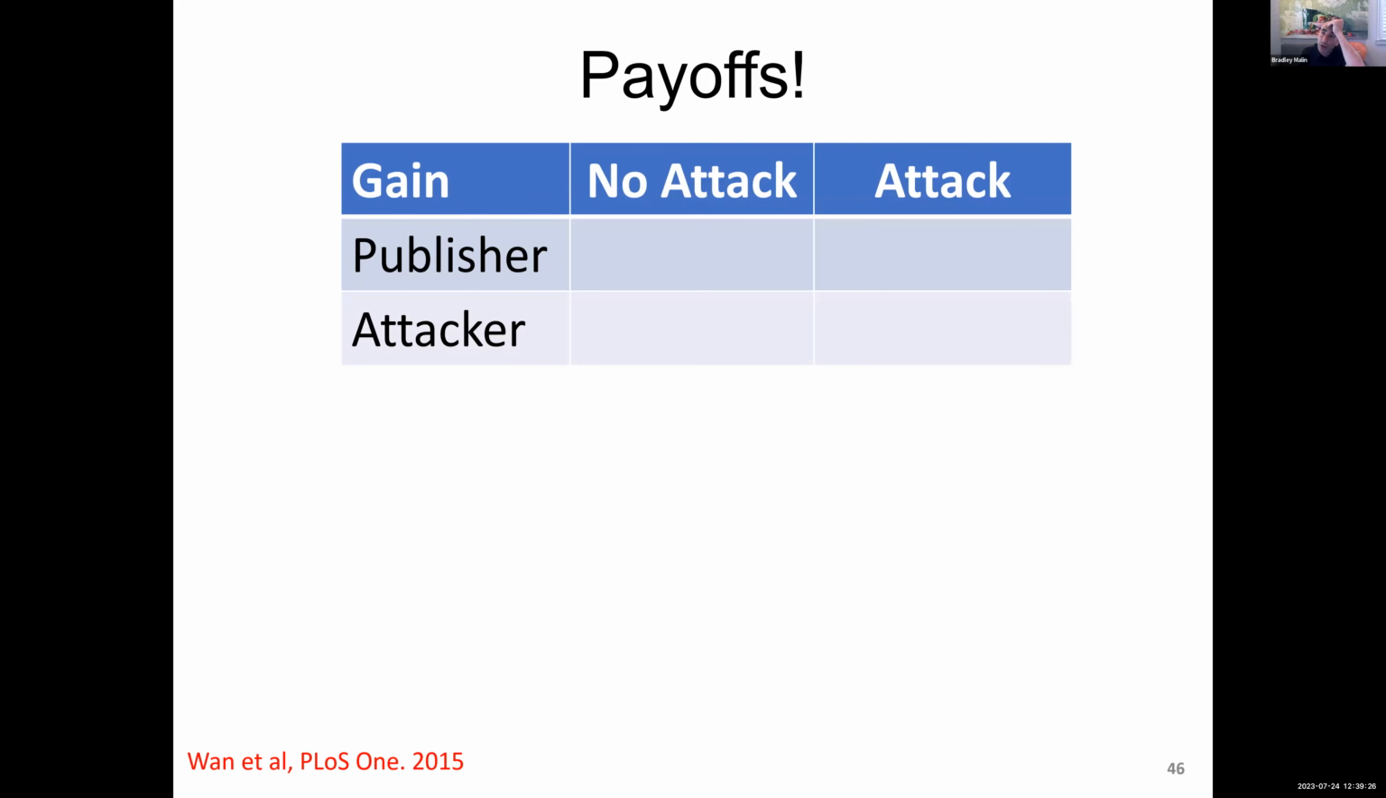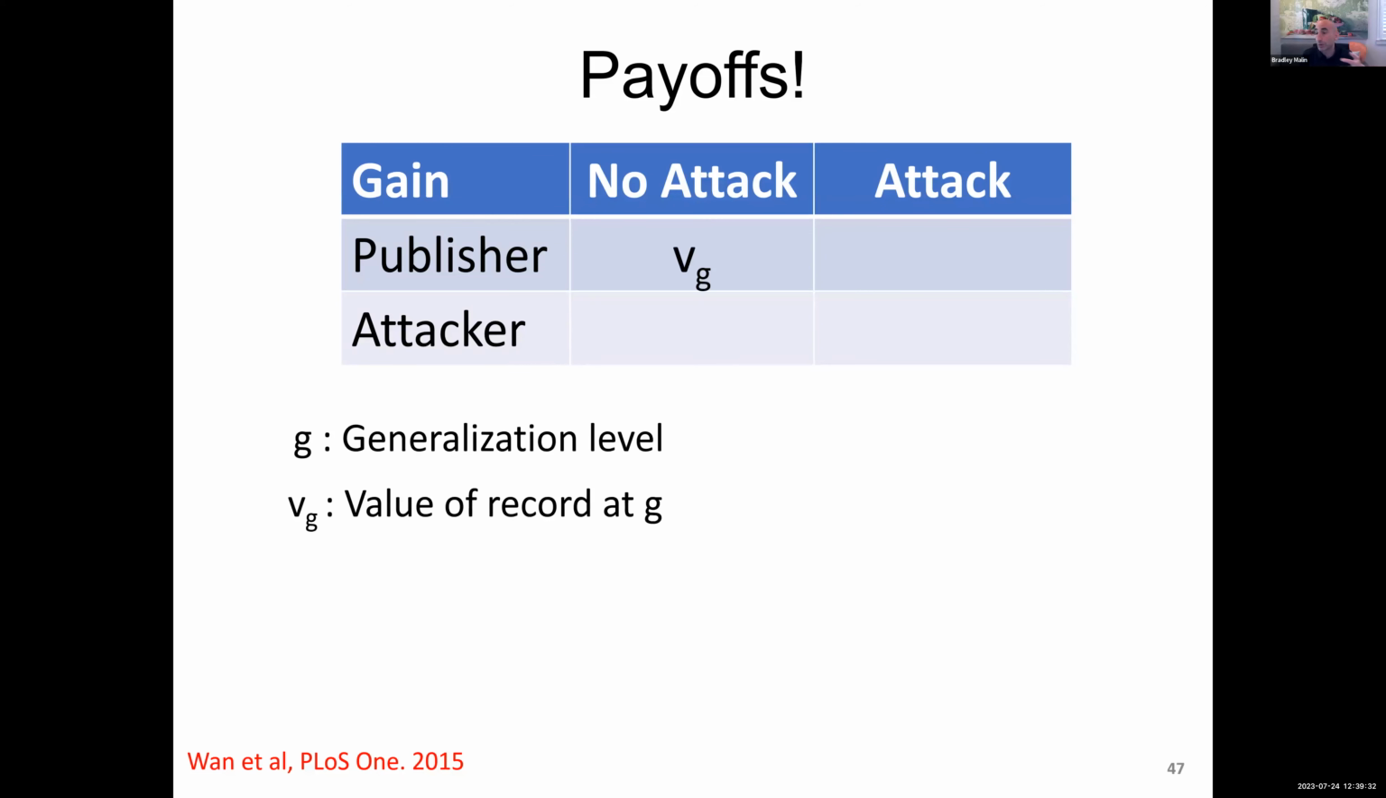We then, since this is a game, built a very simple payoff matrix, and we said that the publisher was going to receive a level of payout proportional to the amount of detail that they put in their data. We said that if there was no attack, they'd get all that money. And that if there was no attack, the attacker would get nothing, right?